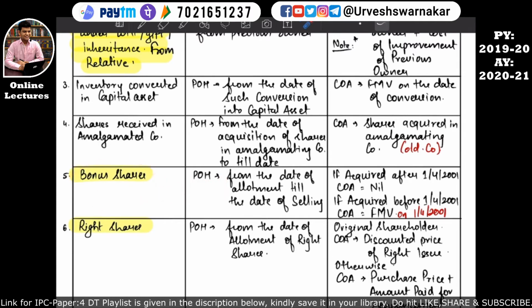But if the bonus shares are given by a listed company before 1st April 2001, then the cost of acquisition will be fair market value on 1st April 2001, as well as we need to follow the method of calculating cost of acquisition given under section 112A. But what if these bonus shares have been given by an unlisted company before 1st April 2001? Then the cost of acquisition of such bonus share will be equal to fair market value as on 1st April 2001. I hope this is quite clear to you all.